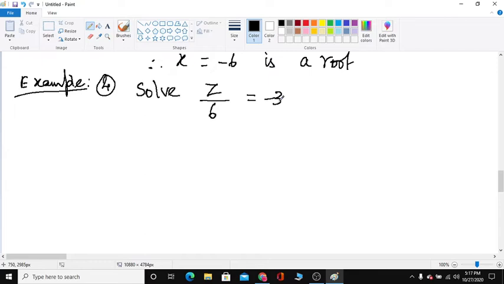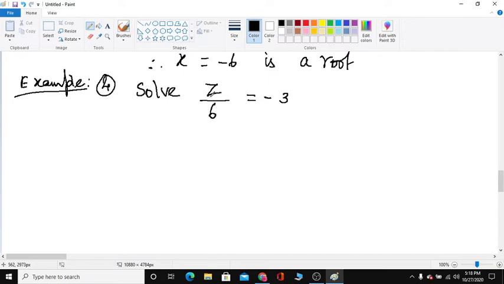Right hand side minus 6, sorry, minus 3. Now we are going to solve the equation and find the value of z. Which is the variable? z is unknown, so z is the variable. The variable z is in the numerator, and in the denominator 6 is here in the left hand side. So now we are going to find the value of z.